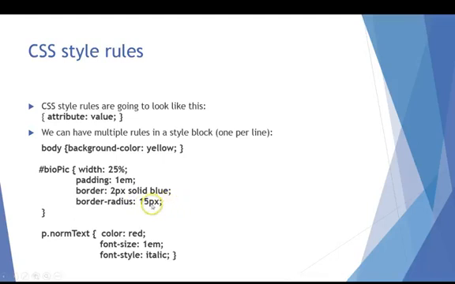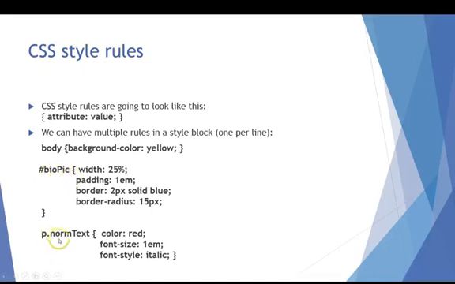So pixels are basically the little dots that make up the screen, and then an EM is a character unit. So 1 EM is the width of 1 character. Okay, and then percents usually refer to the container that the element is in. So here, this refers to the main section of the page because the biopic image is there.